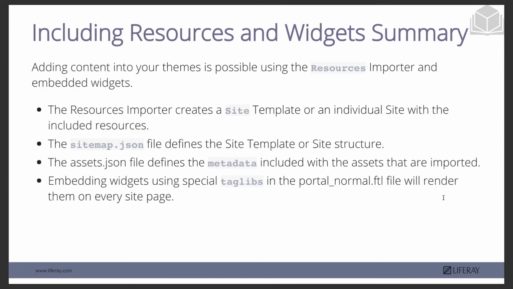All right, so in order to include resources or widgets, there are a few options. We mentioned the resources importer here that allows us to not only include a number of assets, metadata, and a site structure and make a site template out of that, but we will also be looking forward to talking about the site initializer a little bit later on. And then if I want to be more specific about how I include widgets into my theme, I can use the 3 tag libs that we just discussed within our FreeMarker files to actually include those. So they will be rendered on every page in the site.